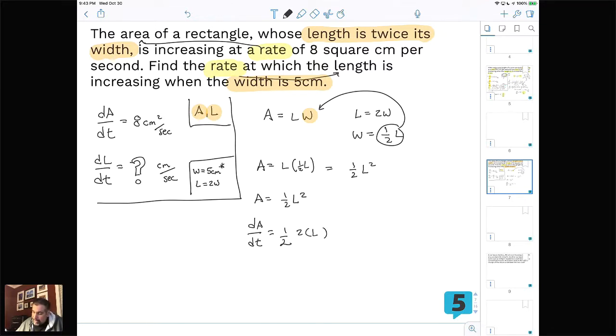Copy that inside of L. The derivative of L is dL over dt. Clean this up by doing some canceling. And now we know that dA over dt is equal to L dL over dt.